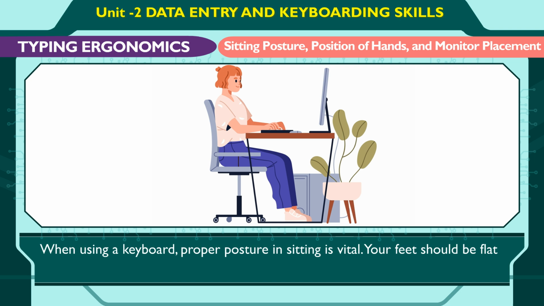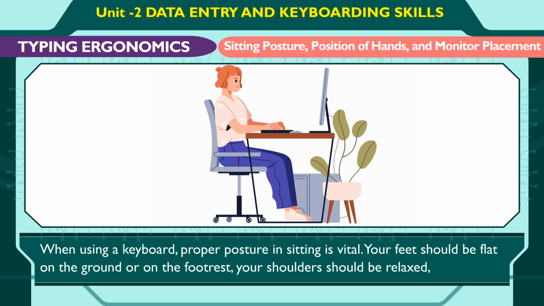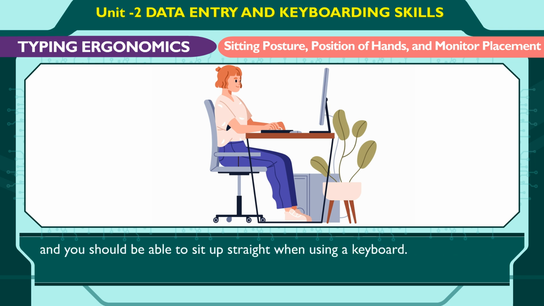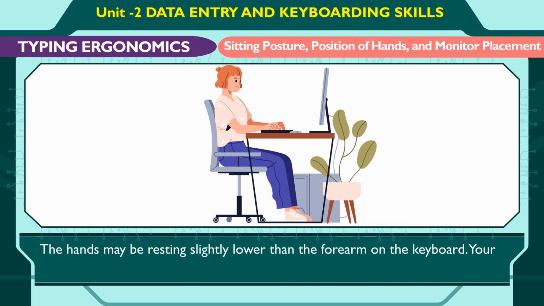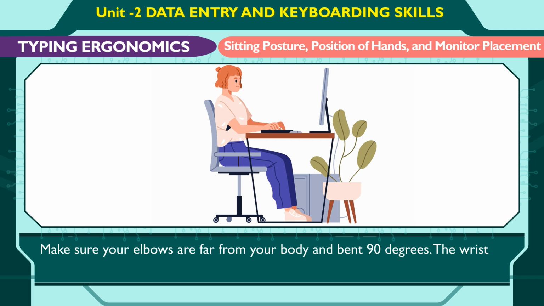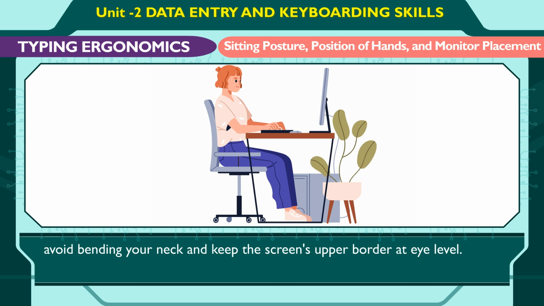When using a keyboard, proper posture in sitting is vital. Your feet should be flat on the ground or on the footrest. Your shoulders should be relaxed and you should be able to sit up straight when using a keyboard. Your lower back should touch the lower portion of the backrest of the chair. The hands may be resting slightly lower than the forearm on the keyboard. Your elbows can hang freely and your wrists should be straight. Make sure your elbows are far from your body and bent 90 degrees. The wrist can be supported by a wrist pad. When using a monitor, avoid bending your neck and keep the screen's upper border at eye level.